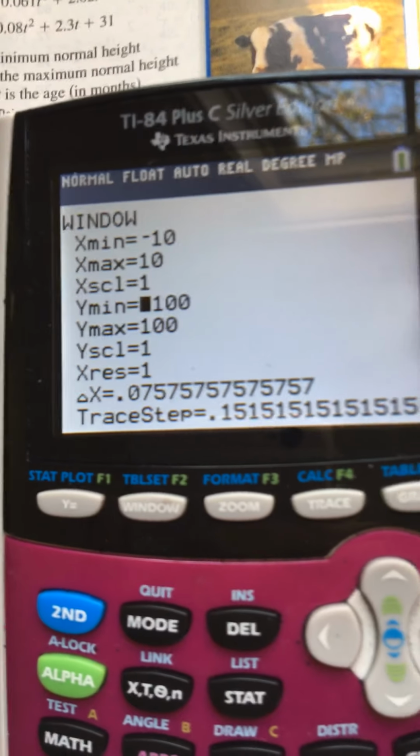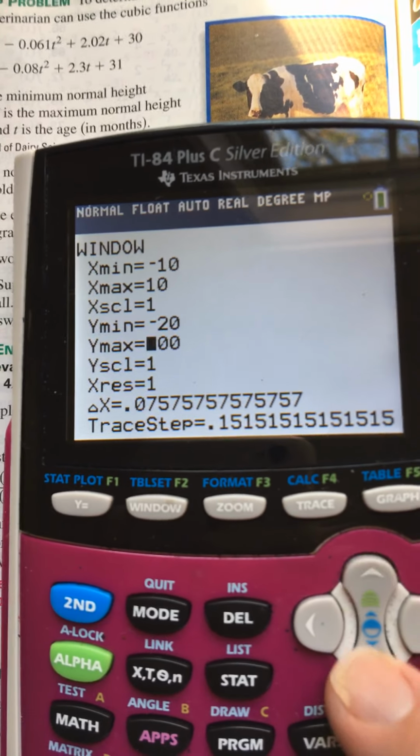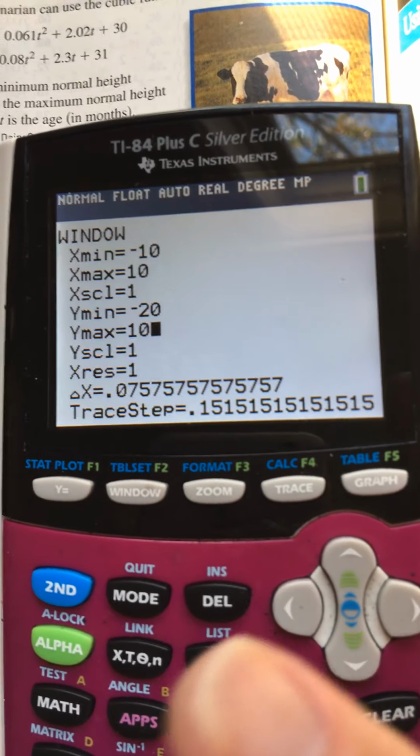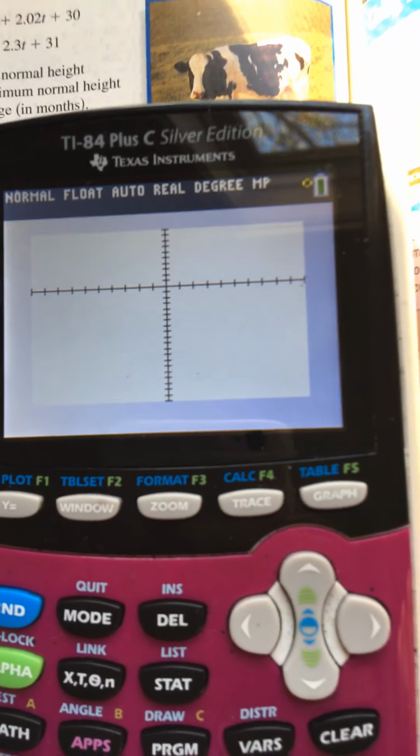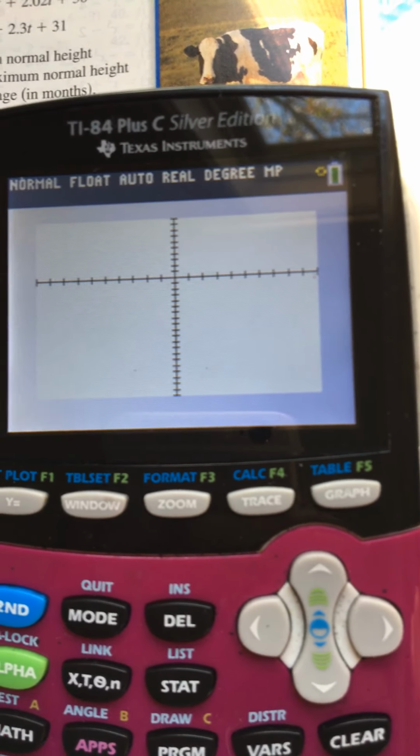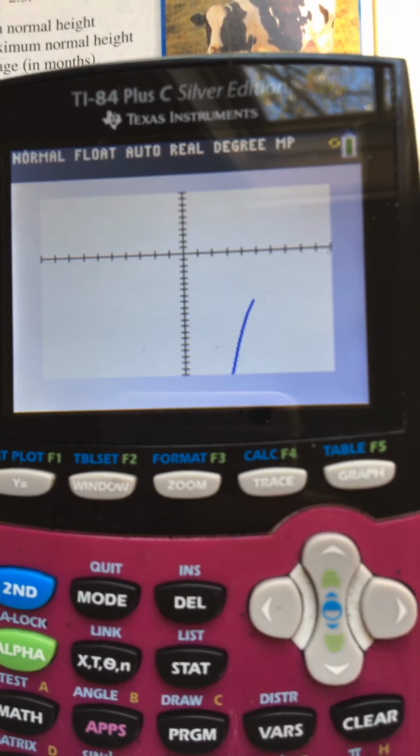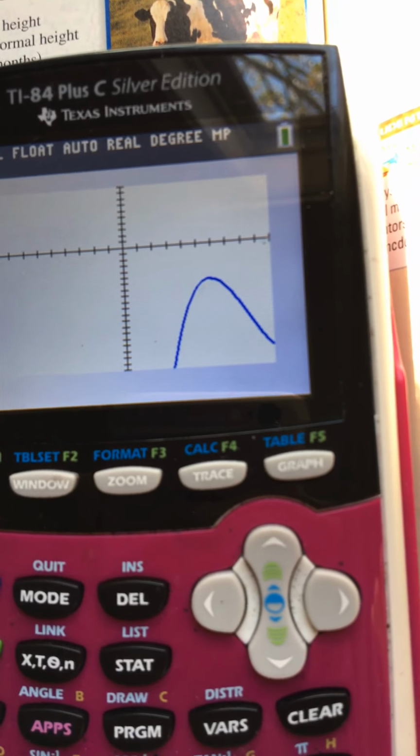For my y minimum, oops, sorry, I've got this plugged in, so try not to make your car sick there. It's going to be negative 20. And for my y maximum, I'm going to say 10. All those other numbers are unimportant. Just ignore them. Don't be confused by them. All right, so I'm graphing it one more time. If you've got the black and white calculator and not this color light up calculator, it probably did it faster for you. This is still not good.